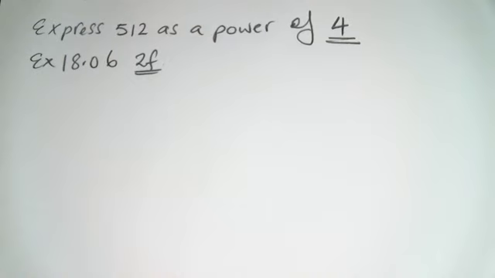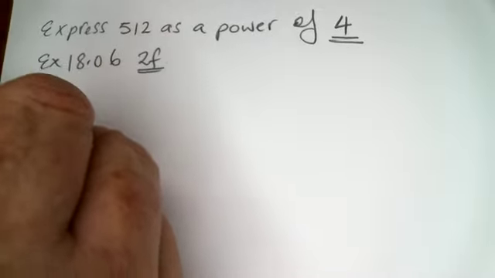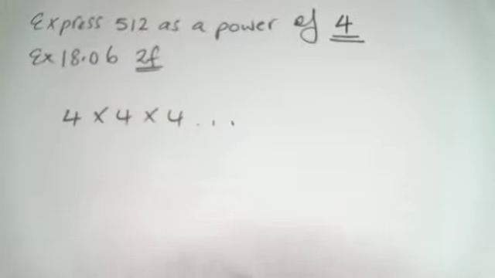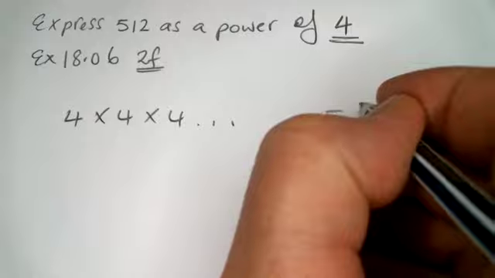Hey folks, just had this great question. 18.06 2f, it says, express the number 512 as a power of 4. Now, what's that going to be? In other words, if I had 4 times 4 times 4 times 4 enough times, would it equal 512?